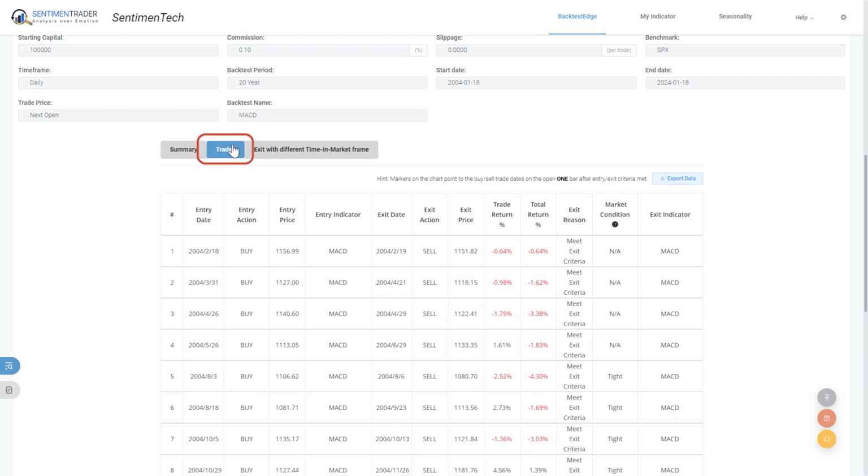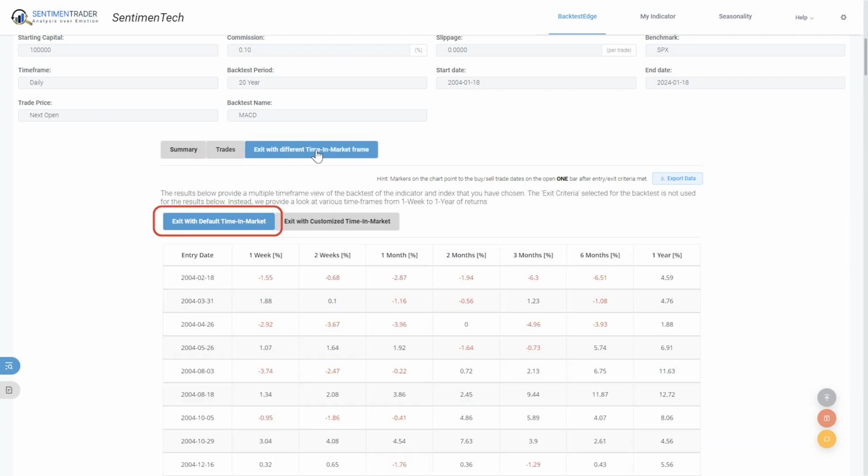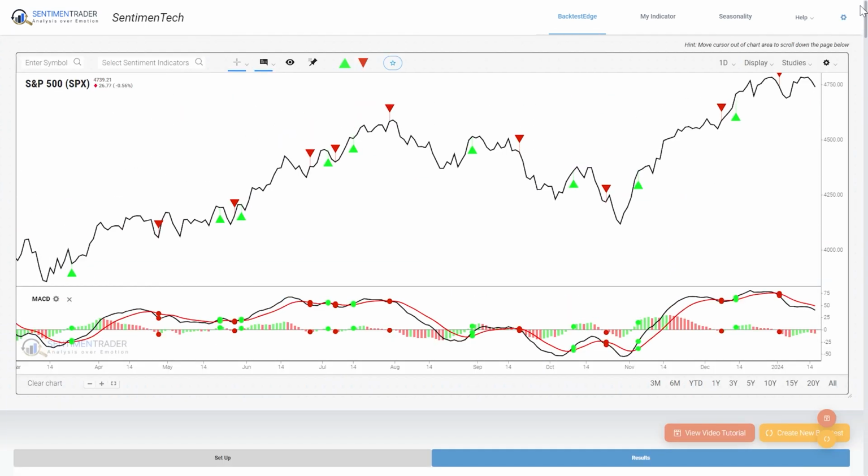The Trades tab will give you detailed information on each trade. And if you're interested in seeing trade outcomes for various exit times, check out the Exit with Default Time in Market tab. You can also visualize and interpret all this data with the help of various charts.